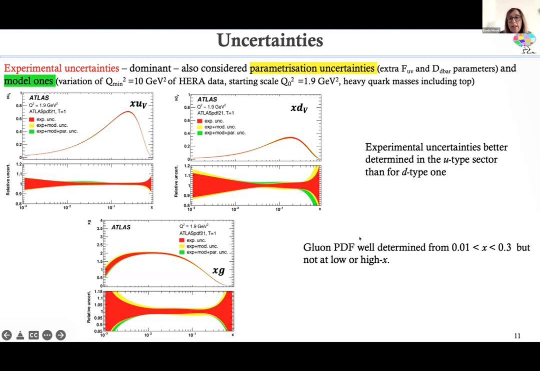As far as the gluon PDF is concerned, it is well determined for central values of X, but we are still dominated by large uncertainty at low and high X.